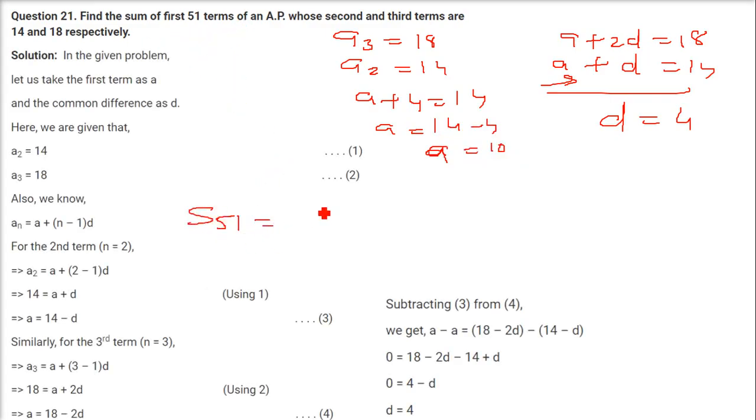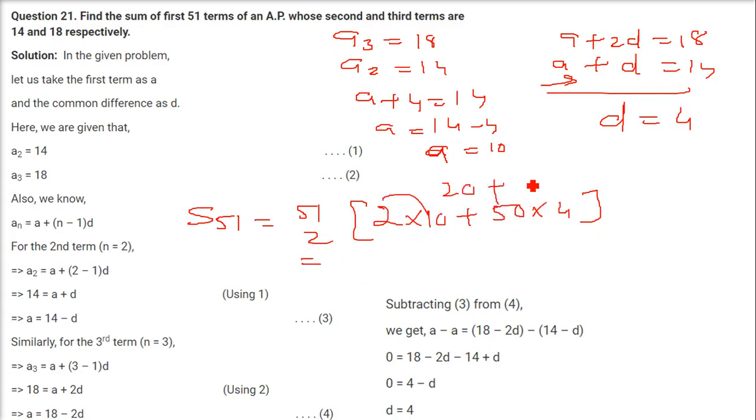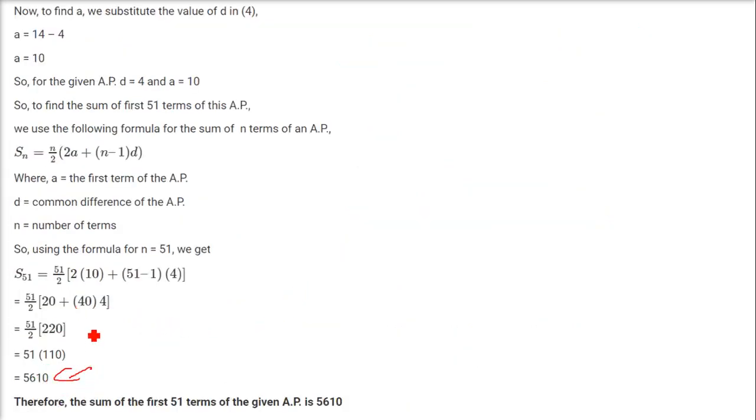S51 is going to be n by 2, that is 51 by 2, 2A plus n minus 1, 51 minus 1, that is 50, into D. So this is going to be 2 into 10 is 20, 50 into 4 is 200, this will be 220, and 2 is there, so it will be 110, and 51 into 110, and this is going to be 5610.